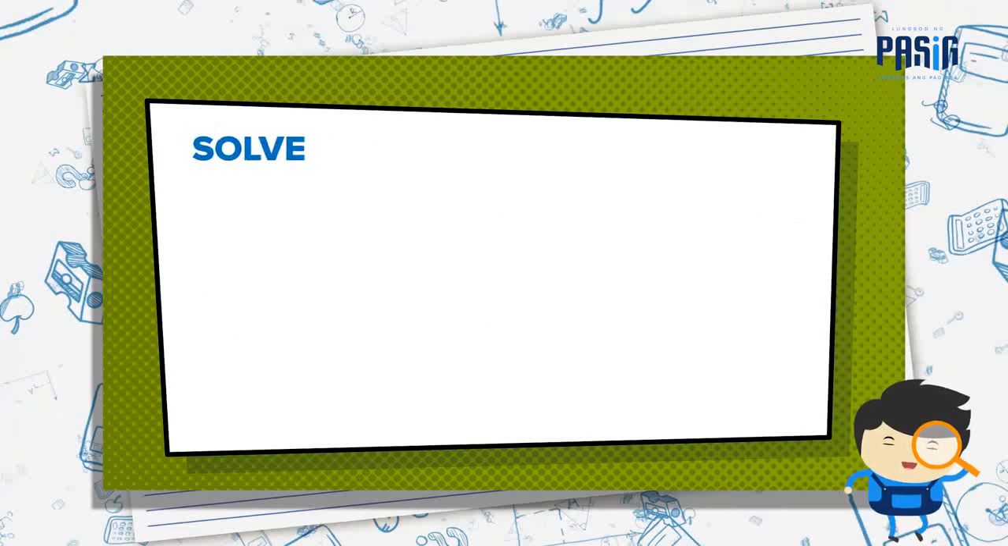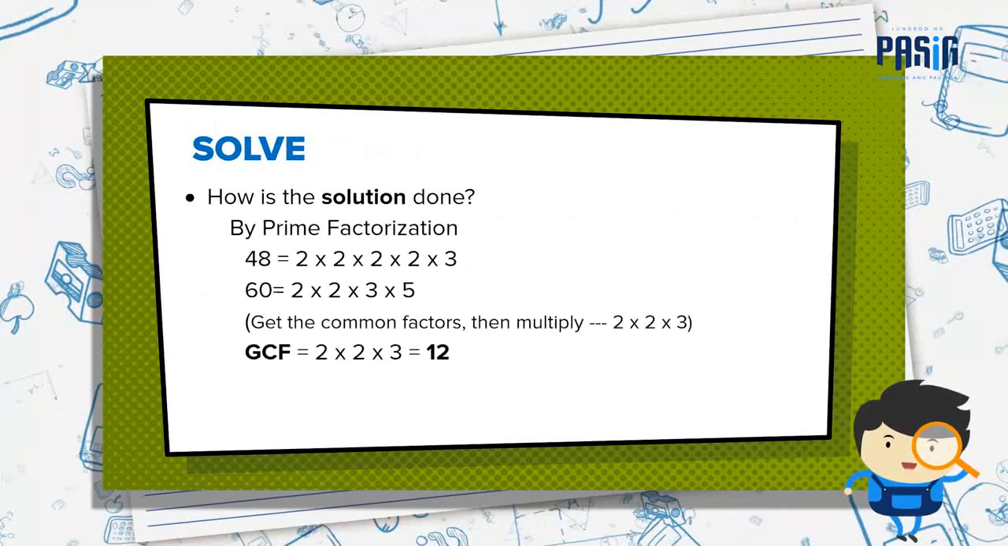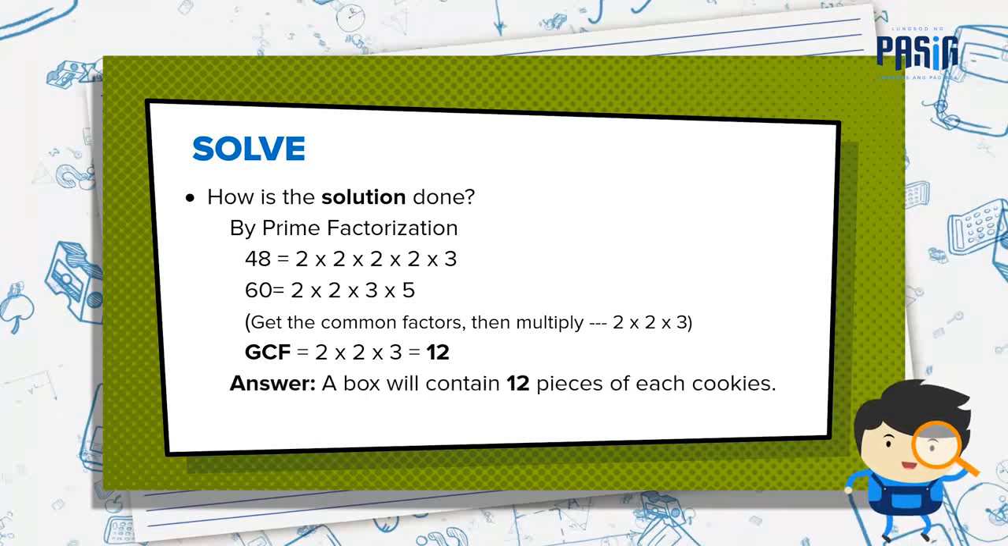Step 3, solve. You can solve this problem by using prime factorization. In your previous lesson, you've already mastered how to get the prime factors of a number. The prime factors of 48 are 2 times 2 times 2 times 2 times 3. For 60 we have 2 times 2 times 3 times 5. The common factors of 48 and 60 are 2 times 2 times 3. So the answer to the problem, what is the greatest number of cookies that a box will contain? The answer is 12. A box will contain 12 pieces of each cookie.